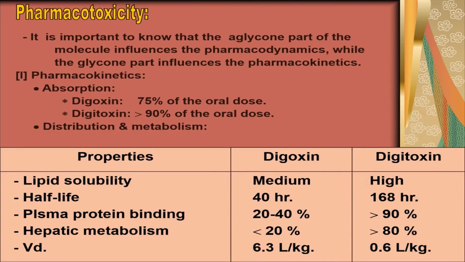Pharmacotoxicity. It is important to know that the aglycon part of the molecule influences the pharmacodynamics, while the glycon part influences the pharmacokinetics, as we said before. The pharmacokinetics. Absorption: of digoxin, 50% of the oral dose is well absorbed, while for digitoxin more than 90% of the oral dose is absorbed. Distribution and metabolism properties are plotted in the underlying table. It will be discussed in detail in the lecture.